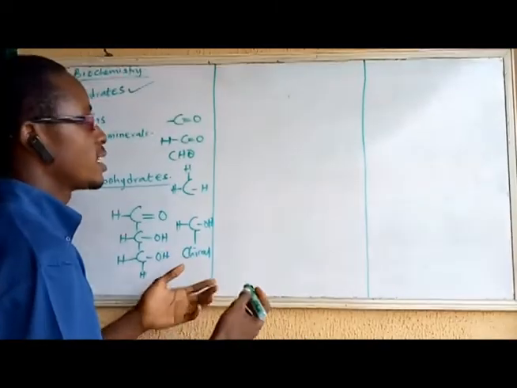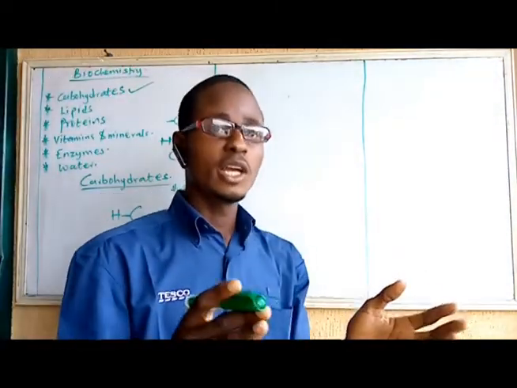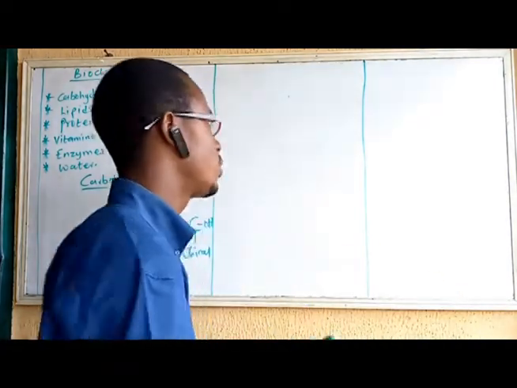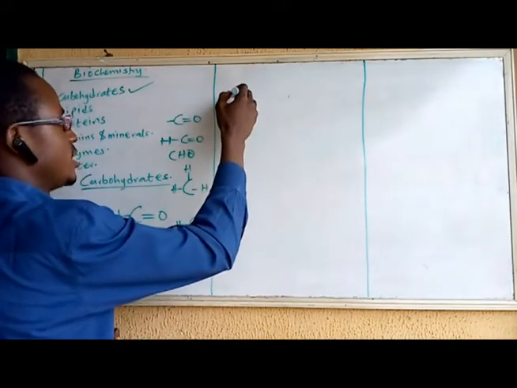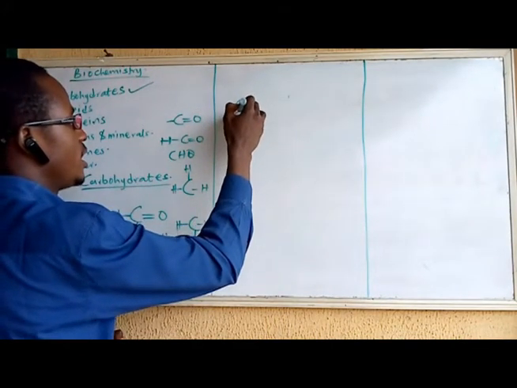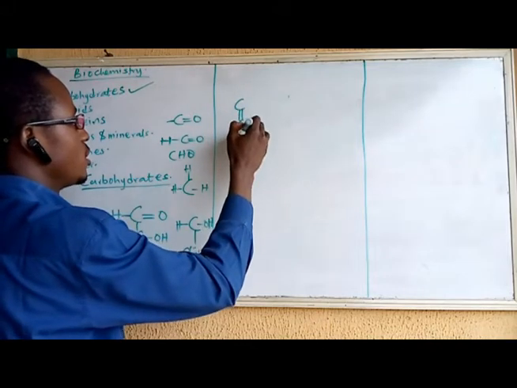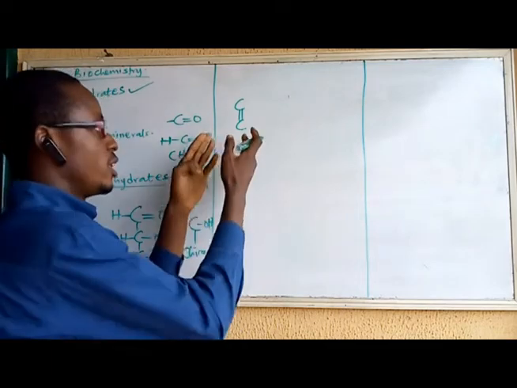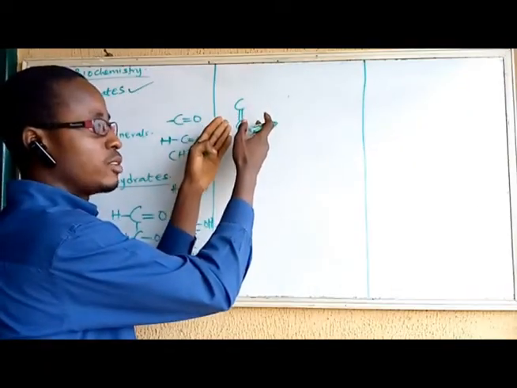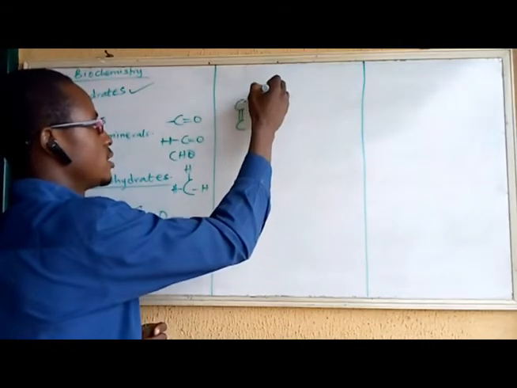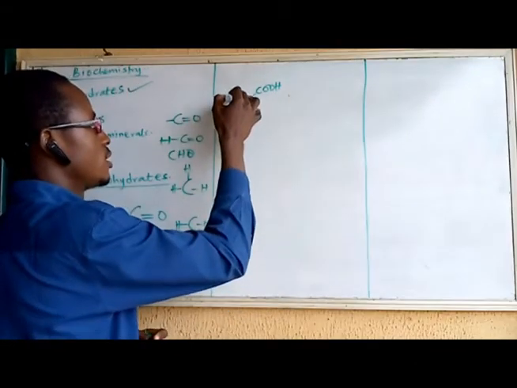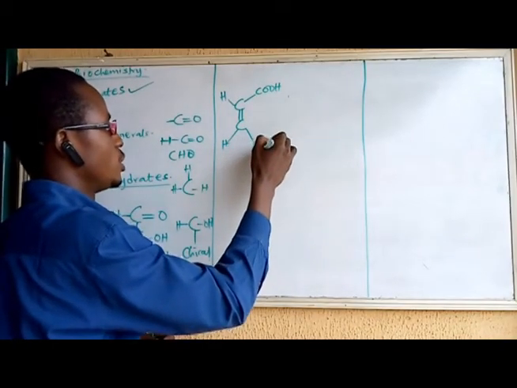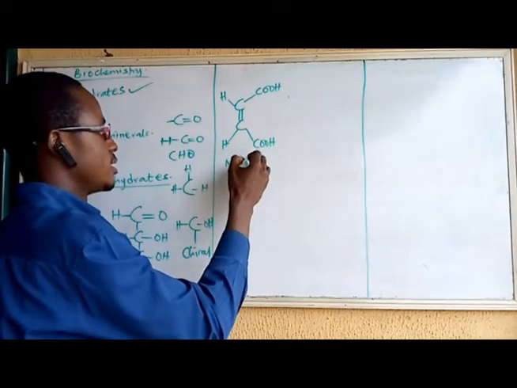The geometrical isomers differ just in their arrangements, because we have the cis and we have the trans. Let's take a look at maleic acid. These geometrical isomers involve the arrangement of the functional group around a double bond, like in maleic acid, with COOH here, and H here, H here, and COOH here. So this is maleic acid.